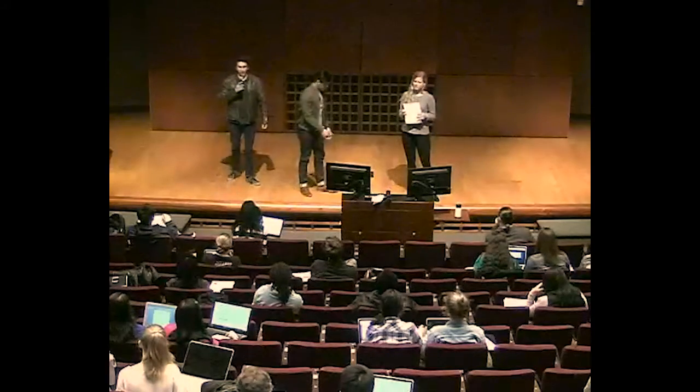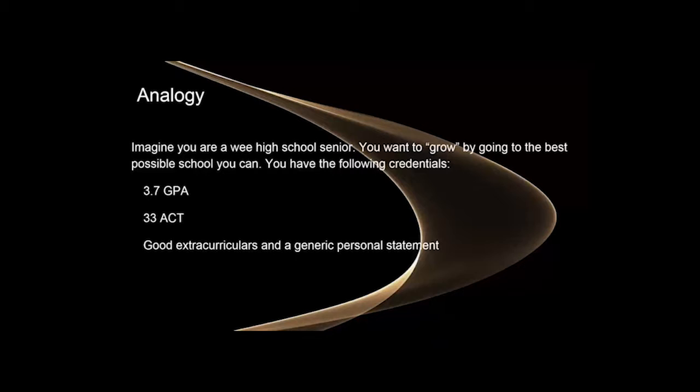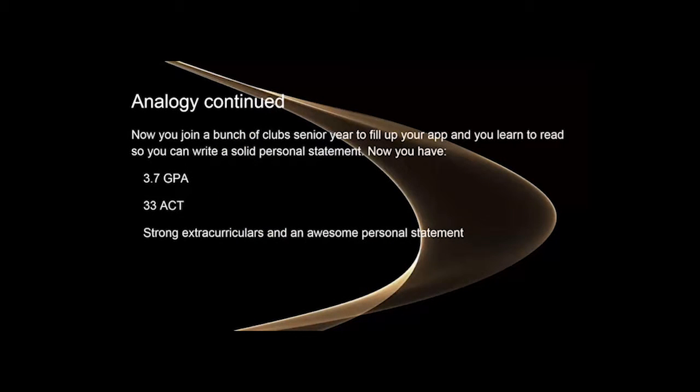All right, so we got another analogy here. Imagine yourself, you're a high school senior, planning to be class of 2021, and you want to grow by going to the best possible school you can, right? So you're sitting there, your credentials are a 3.7 GPA, 33 on the ACT, and all right extracurriculars, a generic little personal statement. It's better than what I had. So you do research, you find you can get into Harvard. Like, all right, well, I want to do the best, right?